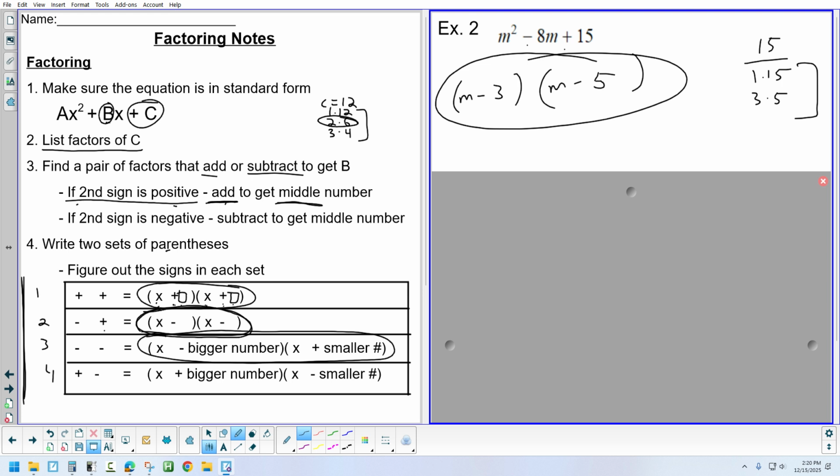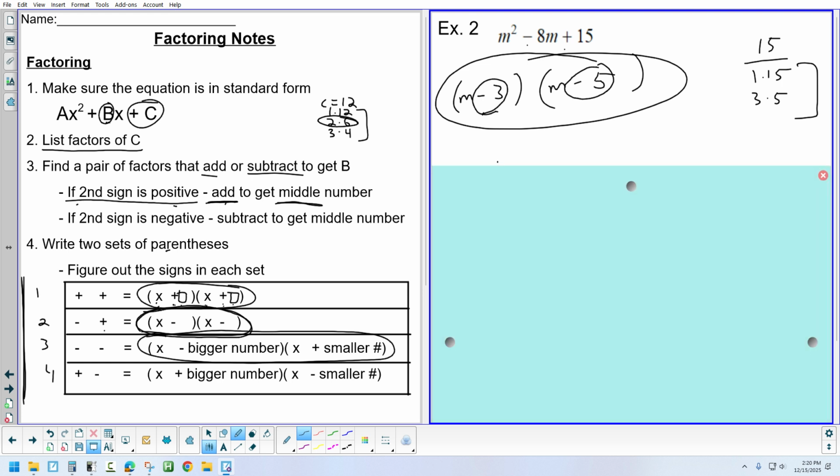Yeah, that's okay, as long as these two numbers add, because think about this. This is negative 3, right? This is negative 5. Negative 3 plus negative 5 is negative 8. I know we didn't write them as negatives over on the right side, but that is correct.